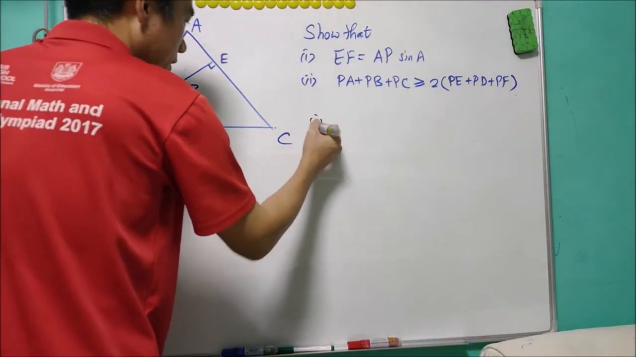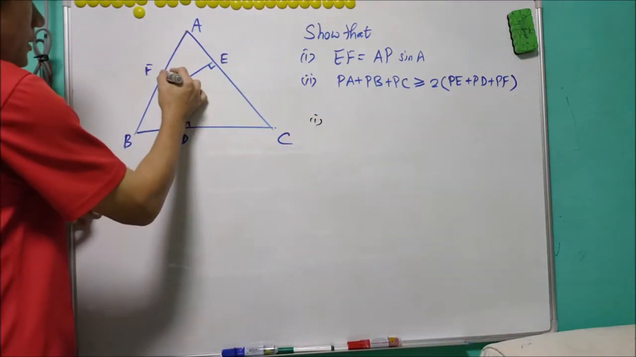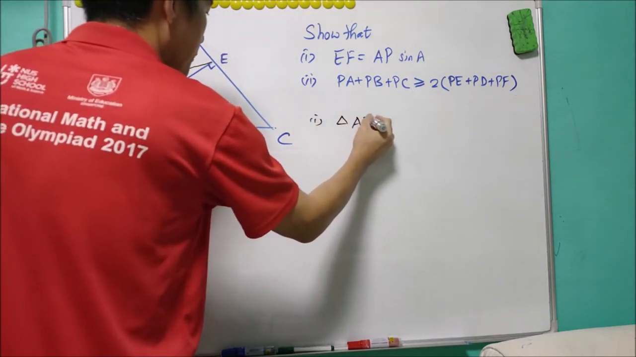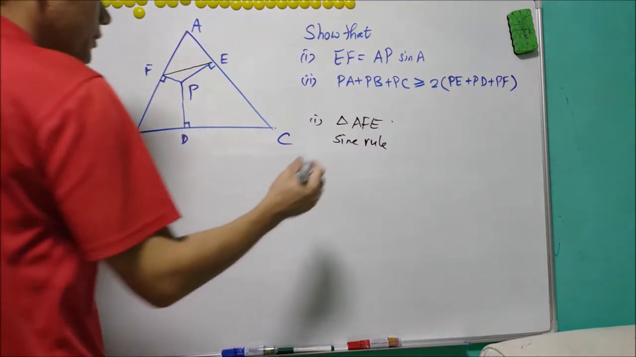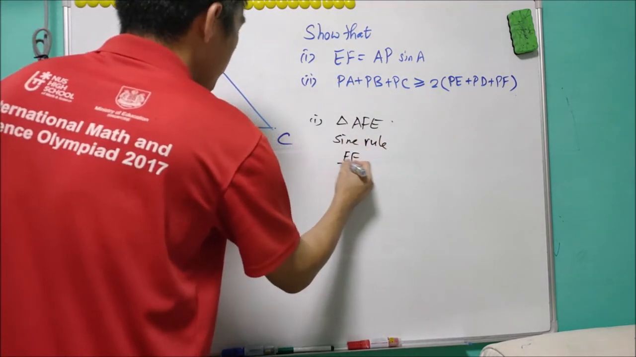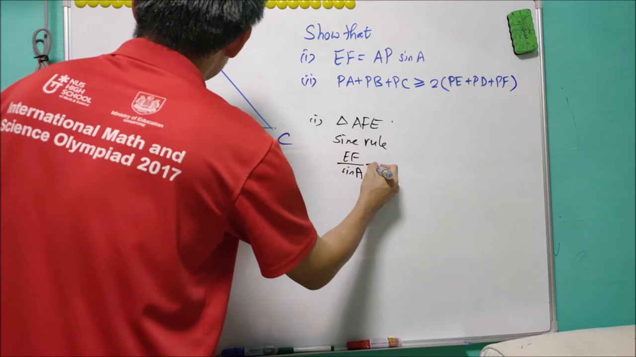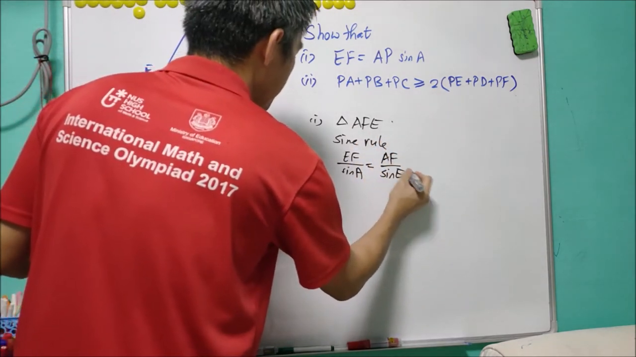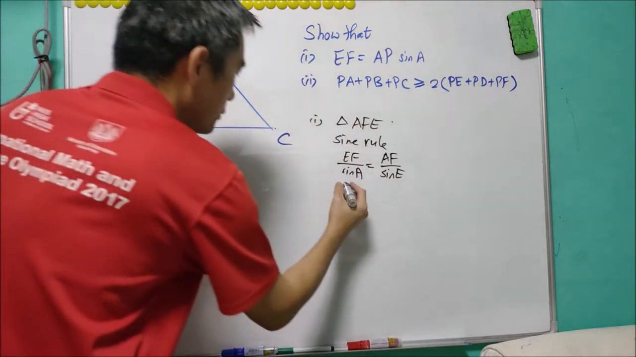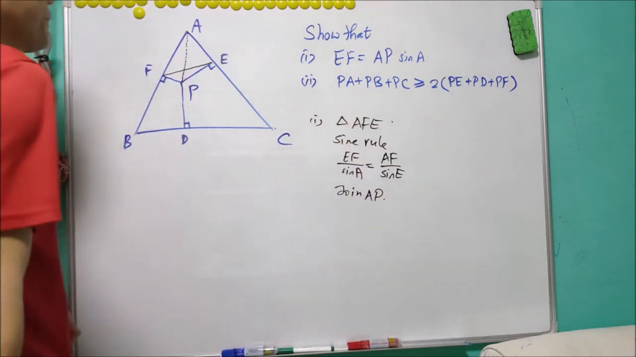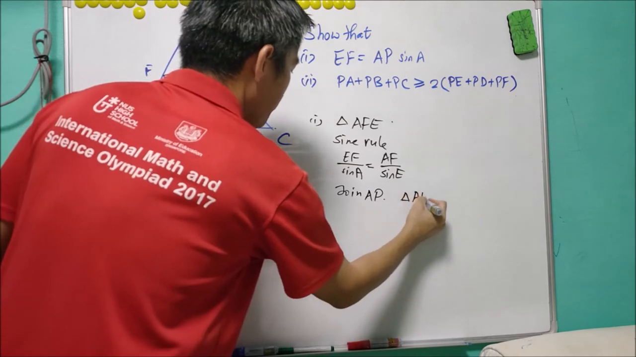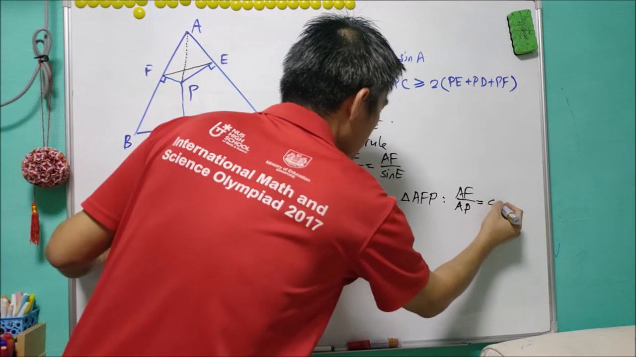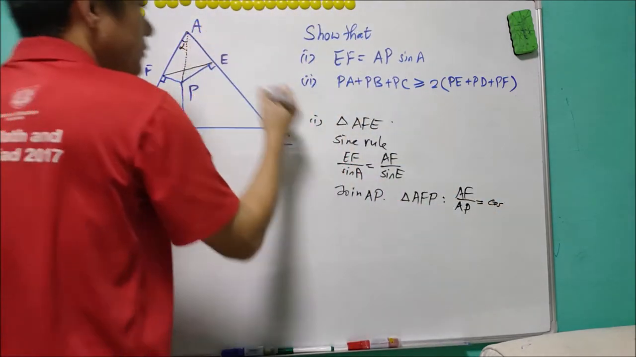This is not that difficult. First, we join E and F. We look at the triangle AFE and apply the sine rule. Then EF over sine A equals AF over sine E. This is what we want. We can also join AP. So from the triangle AFP, AF over AP is equal to cosine of alpha.